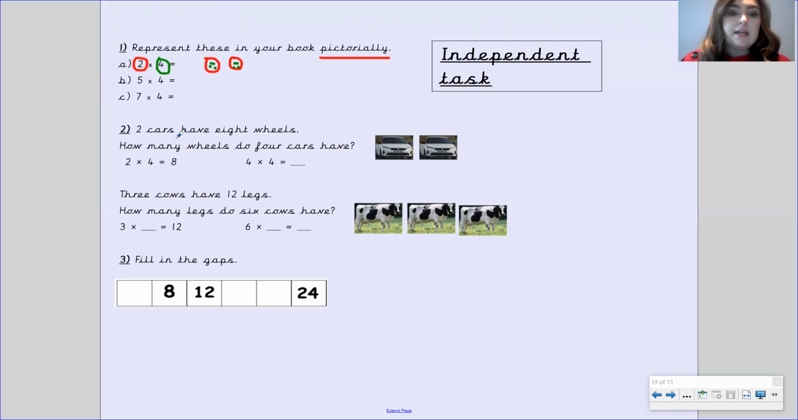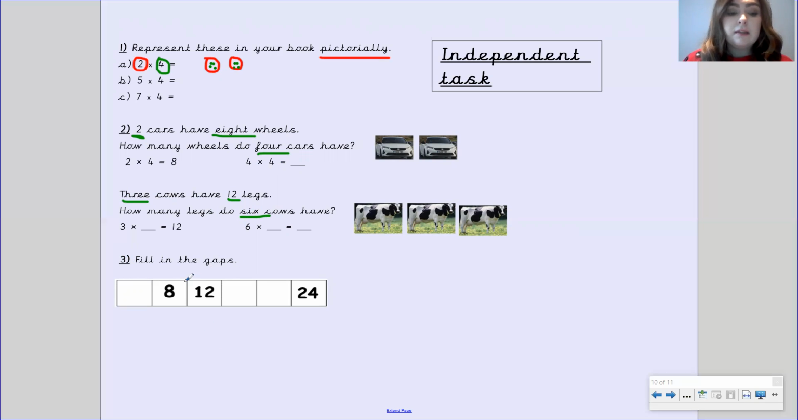So that's the first set of questions. The second set is a worded problem. So you need to read this really carefully. You've got 2 cars. Underline the key bits of information because this will really help you. 2 cars have 8 wheels. How many wheels do 4 cars have? Have a think. Use what we said earlier about the 2 times table helping us with the 4 times table because it's doubling. And then you've got 3 cows have 12 legs. How many legs do 6 cows have? And I want you to have a go at answering these questions.